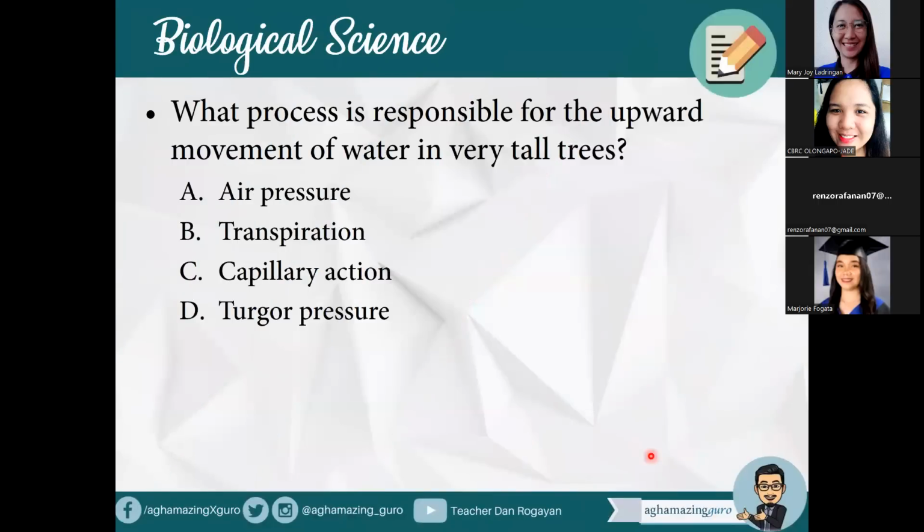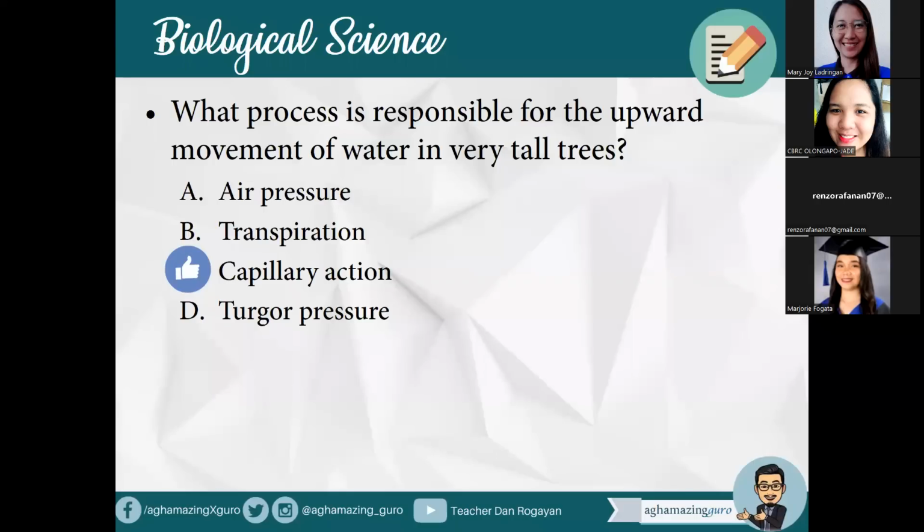Okay, so what process is responsible for the upward movement of water in very tall trees? Air pressure, transpiration, capillary action, or turgor pressure? Very tall trees, especially through the narrow tubes. You can direct message or send your responses to everyone. Yeah, I can see a lot of C. Ang daming C. That's correct. Capillary action. How do you call naman the evaporation in plants? That is B, transpiration.